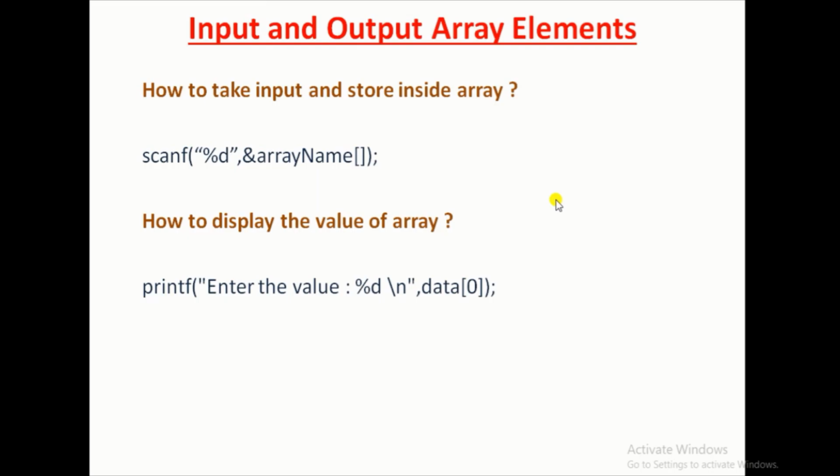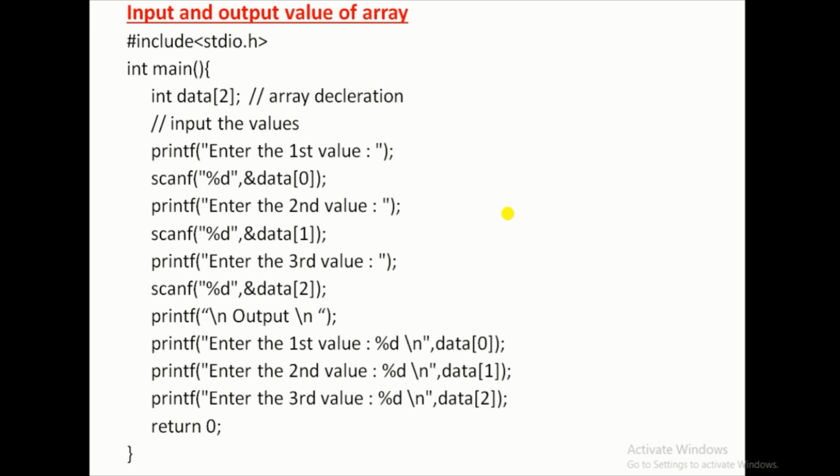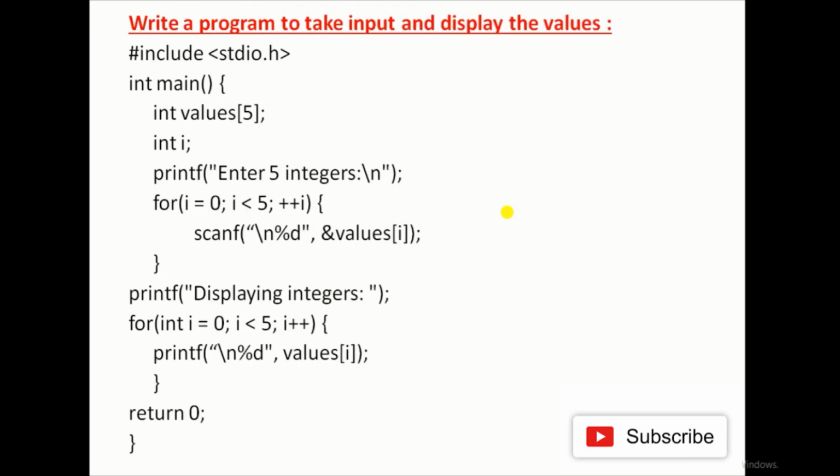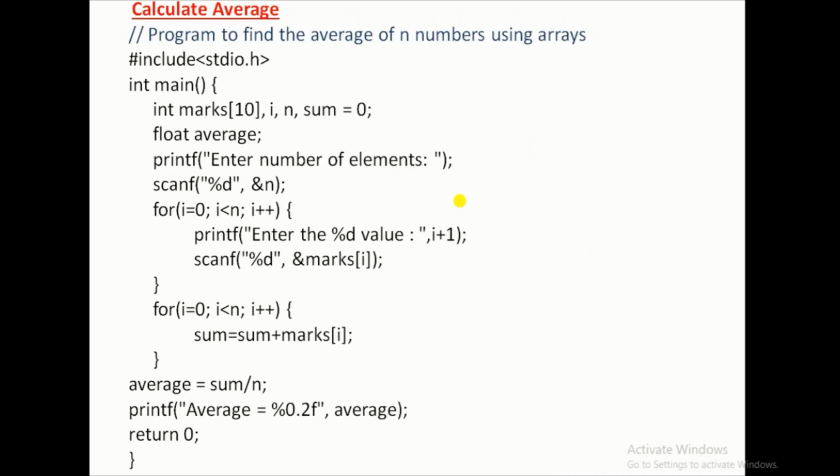So in this video, we learned how to take input from the user, how to store the values inside an array, and how to display the values we stored inside the array. Next we saw how to take input and output values using one simple program. We rewrote this code using a for loop to make the program easy. Next we wrote the program to calculate the averages. I hope you understand the example of an array.